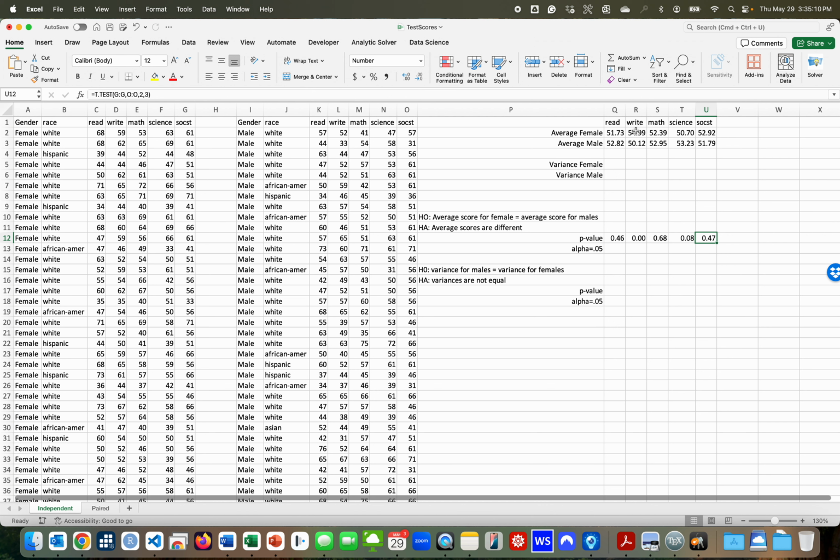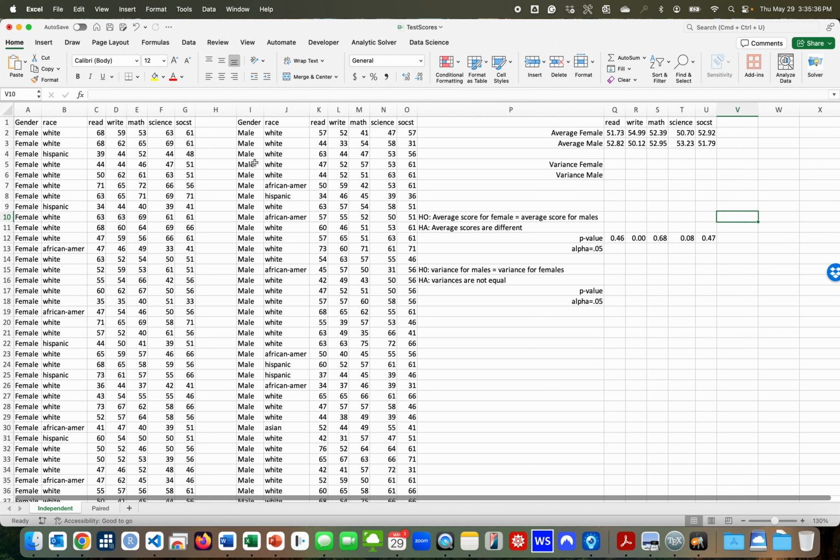And notice that's somewhat consistent with what we observe up here. The writing scores were the most different, and that's where we rejected. The science scores had the next highest difference, but we failed to reject at 95%. And when we look at the variances, maybe that will give us some information about why. So that is the t-test for independent samples.